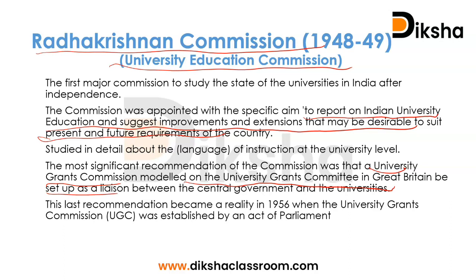This recommendation of establishing the University Grants Commission became a reality in 1956, when the UGC was established by an Act of Parliament. Remember the year 1956: that's the year in which the government of India established the University Grants Commission, or UGC, by passing an act in Parliament. So that is the Radhakrishnan Commission and its recommendation.